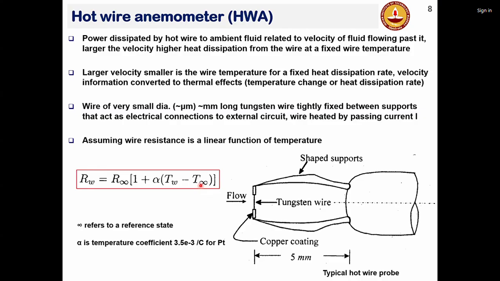Here, infinity refers to a reference state. It could be just ambient temperature and the corresponding resistance at ambient temperature, or any other reference state depending on your convenience. And TW is the wire at a particular temperature, and at that temperature the resistance will be RW. If you have a platinum wire, then you would have a temperature coefficient of something like 3.5 × 10⁻³ per degree C. And if you have a tungsten wire, accordingly, you will have its temperature coefficient alpha. So alpha is known for a given material.